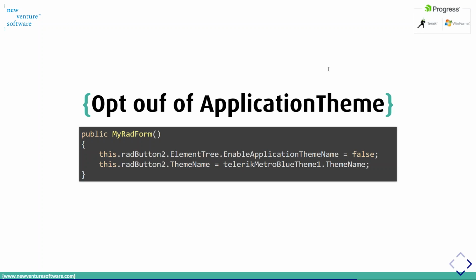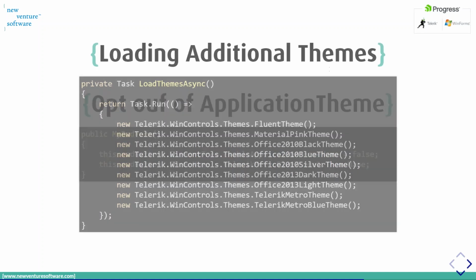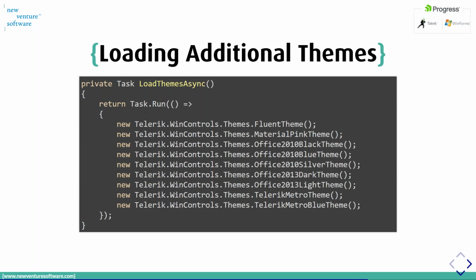let's talk about how you can load additional themes. If you want to give the user the opportunity to switch the application theme at runtime, and you want to provide more than one theme, then it can be a good option to load those themes in a separate thread. Why? Because if you instantiate all those themes in Program.cs or in your main form constructor, then they all have to be loaded in order for your application to start. And this can actually take time.